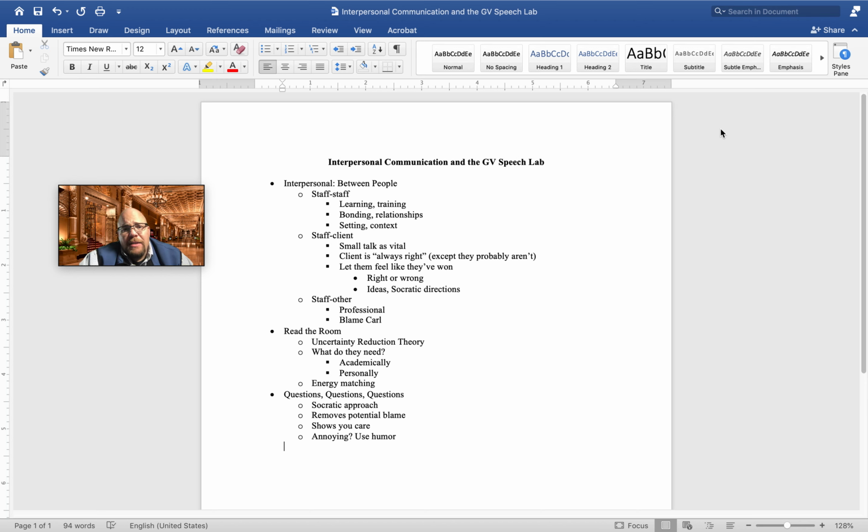Now, when clients come in, again, they're here because they need some assistance. They need to collaborate. Sure, some are here because they have to be, but the majority of folks come in to work on an assignment. And you've all heard this idea that the customer is always right. Well, in our case, the client's always right, except when they're not, and they probably aren't much. But we can't let them know that. So here is where it's really important that we make our clients feel like they've won or that they're right. I like the winning and losing metaphors with interpersonal communication. We'll do more of that at another time.